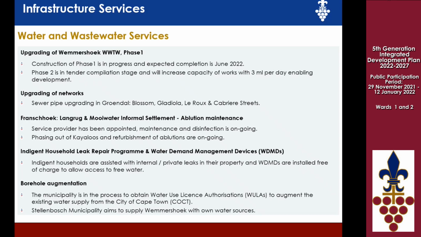Then indigent households, leak repairs program, and water demand management devices. Indigent households are assisted with internal and private leaks in their properties, and water demand management devices are installed free of charge to allow access to the free water. Just noting that normally indigent persons receive 6 kiloliters of water per month, and this device then assists that person to not go over the 6 kiloliters of water.